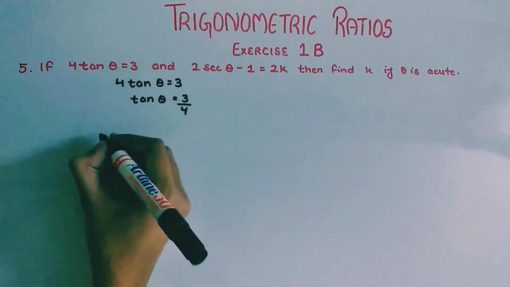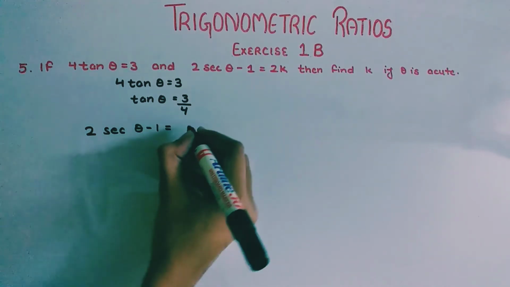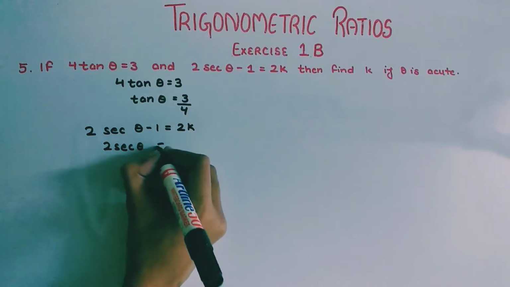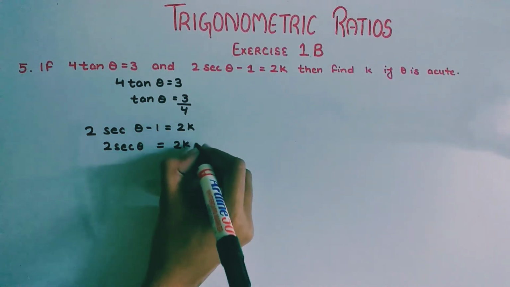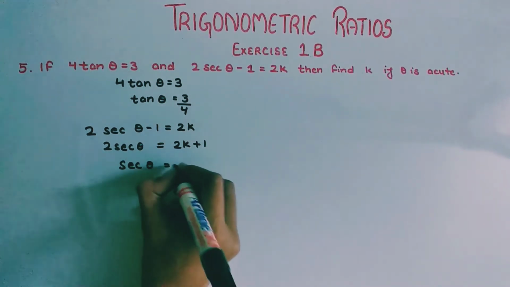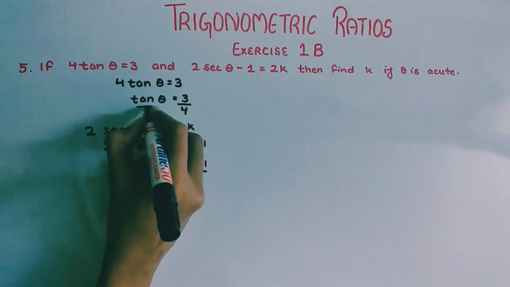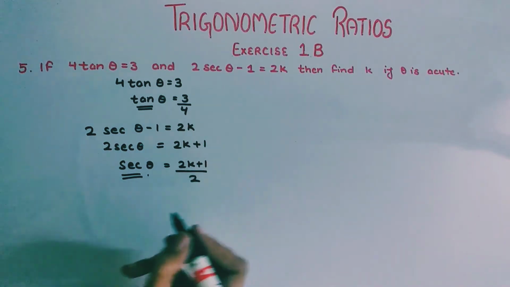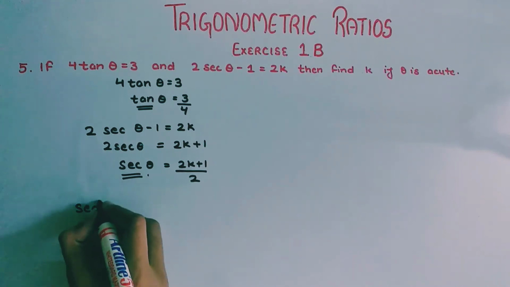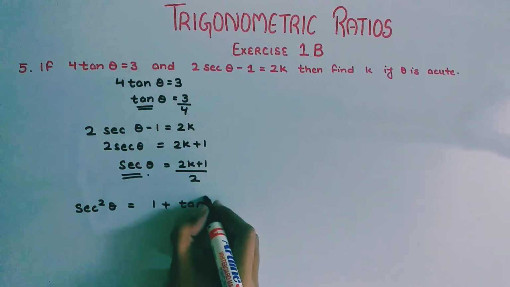Now we will take the second equation, that is 2 secant theta minus 1 is equal to 2k. 2 secant theta will be equal to 2k, and minus 1 on the second side will be plus 1. Hence, secant theta is equal to (2k plus 1) divided by 2, since 2 is multiplied, it gets divided on the second side. Now we have values of tan theta and secant theta. We have the trigonometric relation, that is secant square theta is equal to 1 plus tan square theta.